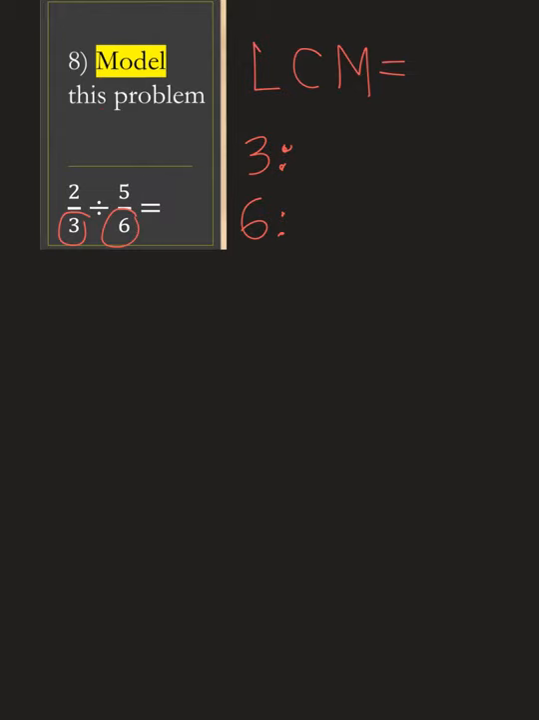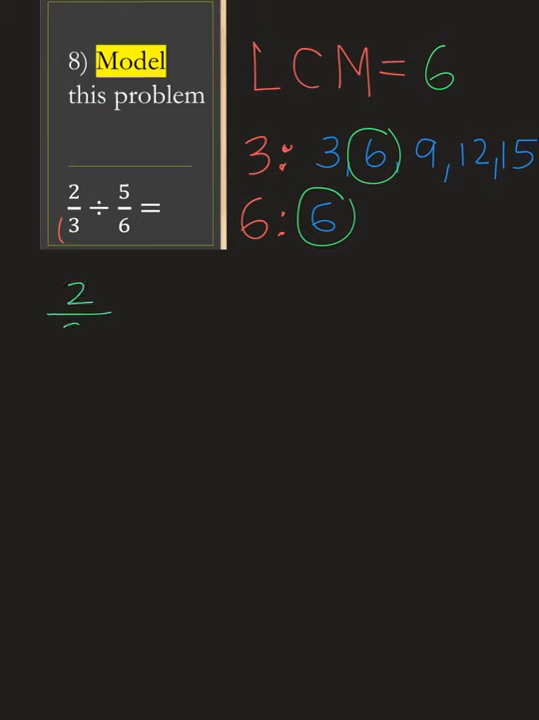So for 3, that would be 3, 6, 9, 12, 15. And then for 6, 6 times 1 is 6, and we can see already that our least common multiple, our LCM, is going to be the number 6. So back in our original problem, we need to change 2/3 to be something over 6. 5/6 can stay because we already have a 6 as our denominator, which is great.